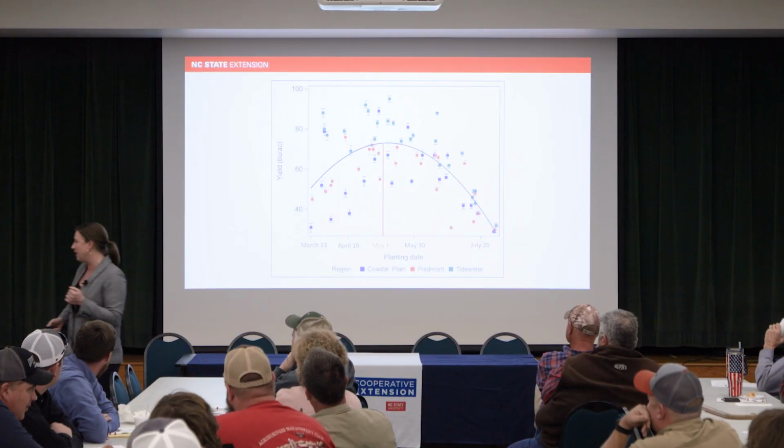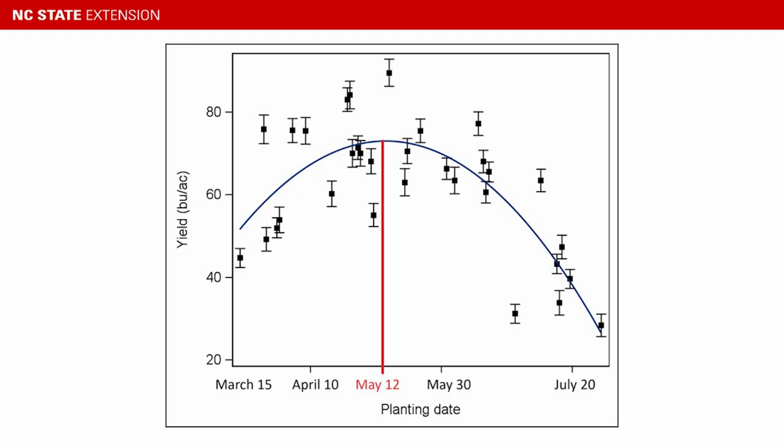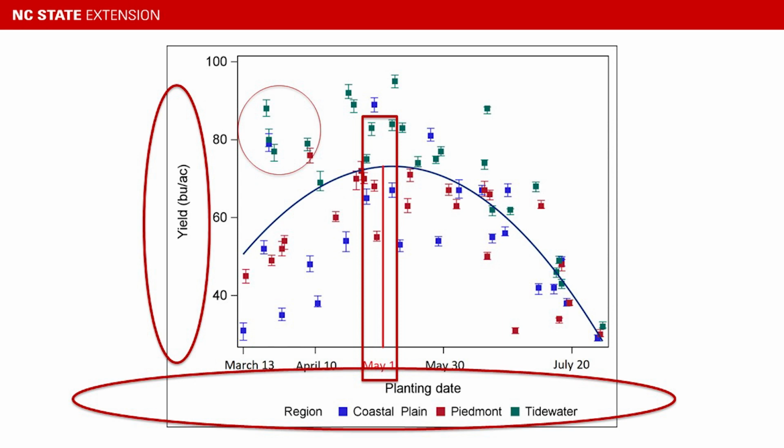May 12th, bingo. So again, that earlier graph was for the state. Here's the graph for the Piedmont. I'll tell you that is because the optimal planting date in the Blacklands is around April 20. It's a little bit later in other parts of the state.